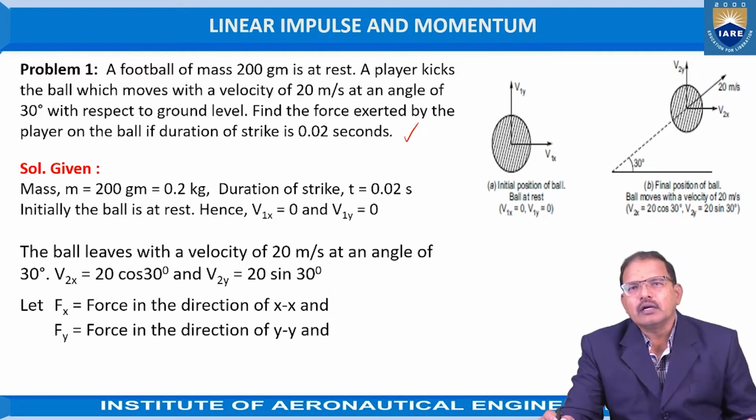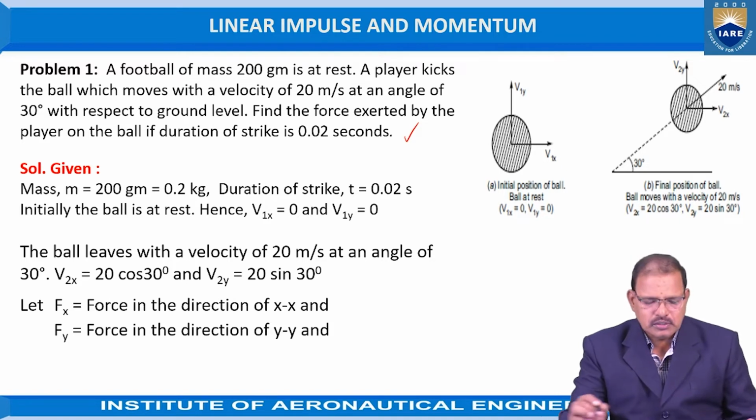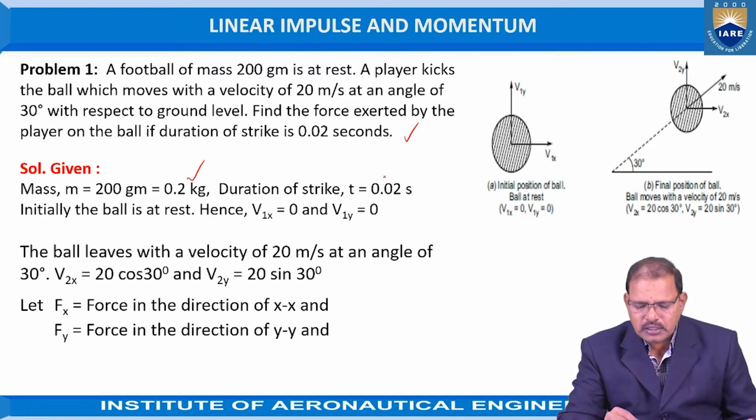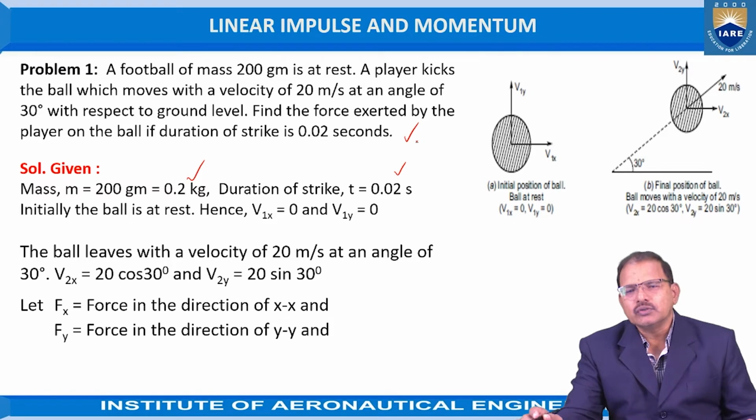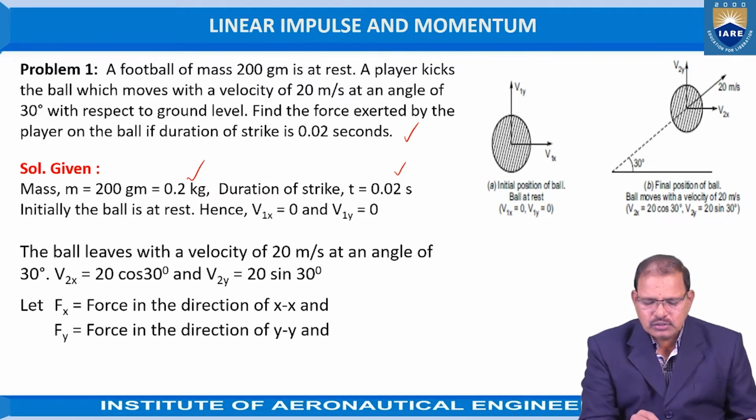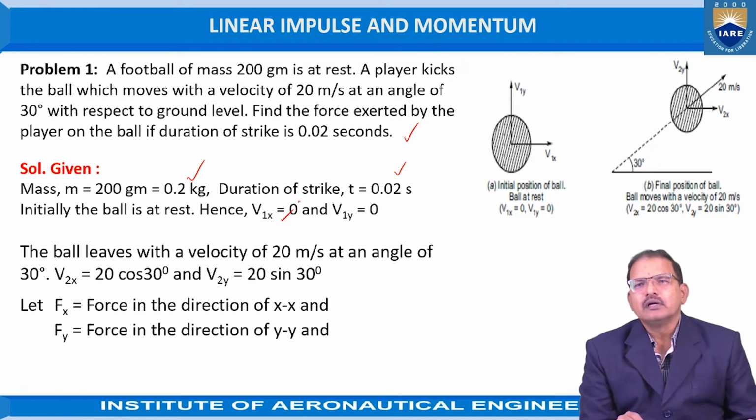Here, the given data in the problem is the mass of the ball, which is equal to 200 grams, which is equal to 0.2 kg. Duration of the strike is given by t equal to 0.02 seconds. Initially, the ball is at rest. That means v1x is equal to 0, that is, the component of velocity along the x direction should be equal to 0, and the component of velocity in the y direction is also equal to 0.